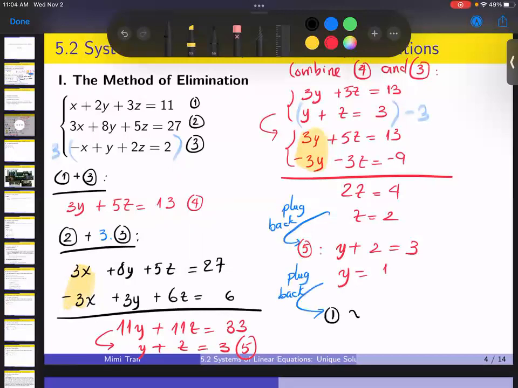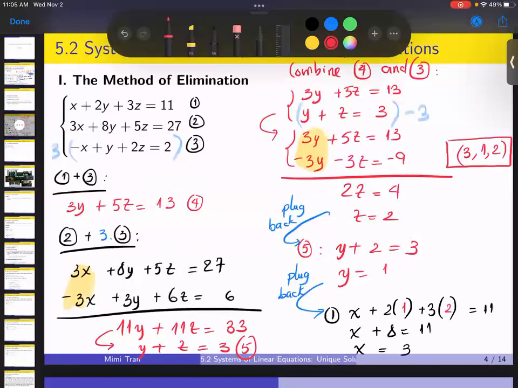Number 1, I have x plus 2y plus 3 times z. So 2 times 1 plus 3 times 2, I write in red here for you, equals 11. 2 plus 6 is 8. Subtract 8, x is 3. So your final solution will be 3, 1, 2. Make sure you write it as an ordered pair.